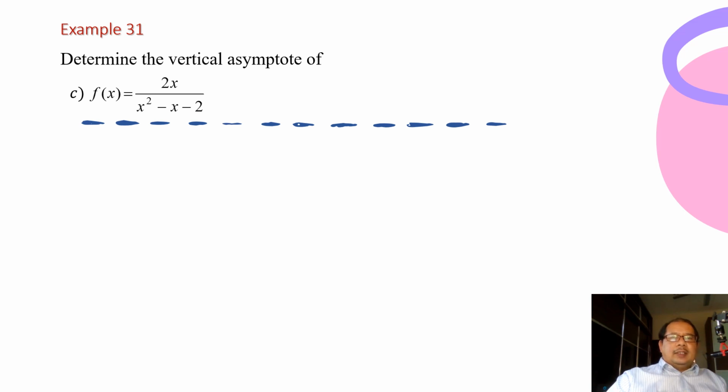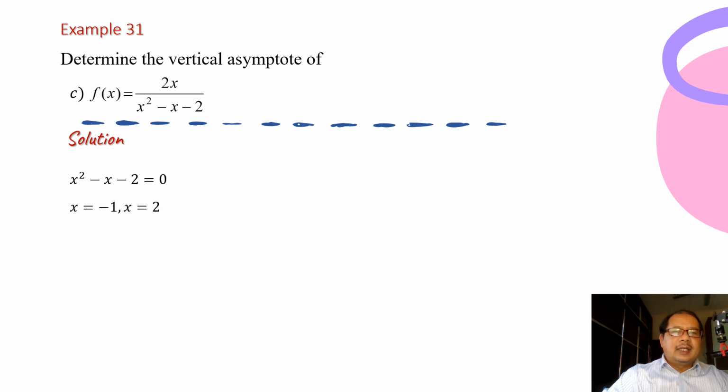Okay, C. Determine the vertical asymptote of f(x) equal to 2x over x squared minus x minus 2. First, we find the value of x for which the denominator becomes 0. So x squared minus x minus 2 equal to 0. We can factorize. You get x equal to -1 and x equal to 2. Okay, we confirm with the limit method for x equal to -1.